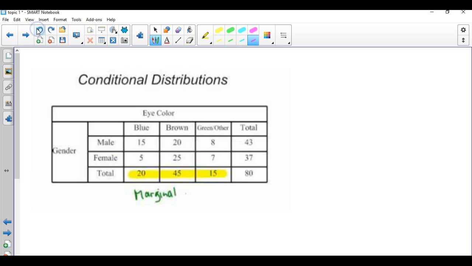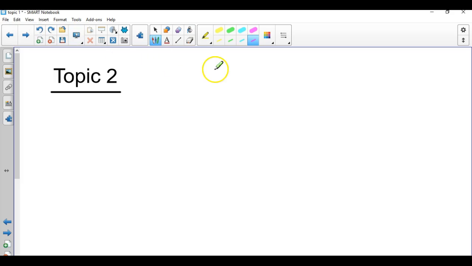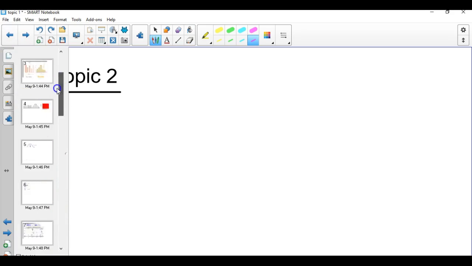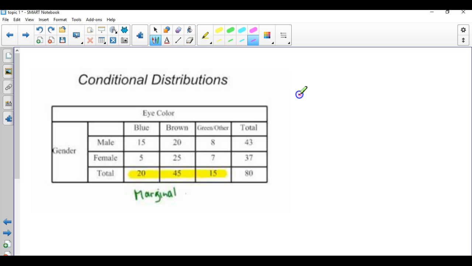Now, you use this a lot in probability, and we'll get into this a lot more when I go through topic 3, the probability section. What I do want to discuss is what a marginal distribution is, and I already have that highlighted for you. What I have highlighted in yellow is the distribution of eye color. It's not dependent on any gender or any other variable. So I'm just looking at the totals of the eye color: blue, brown, green, and other.